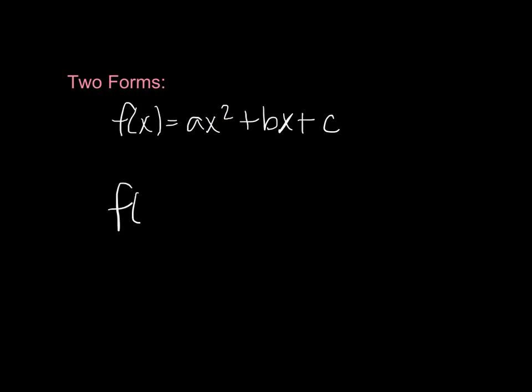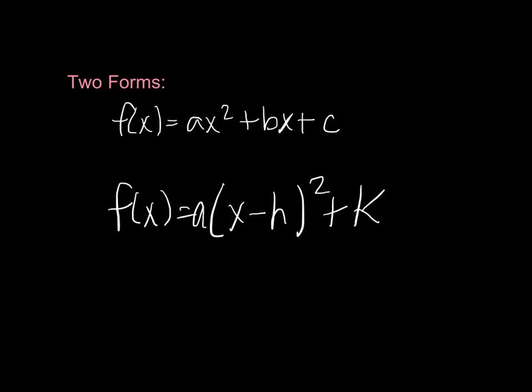Today we're going to talk about quadratic functions. Remember, quadratic functions are functions with a degree of 2. And there are two forms that we're going to see a quadratic function written as. The first form is f of x equals ax squared plus bx plus c. Notice again the degree is 2. The second form is f of x equals a times (x minus h) squared plus k.